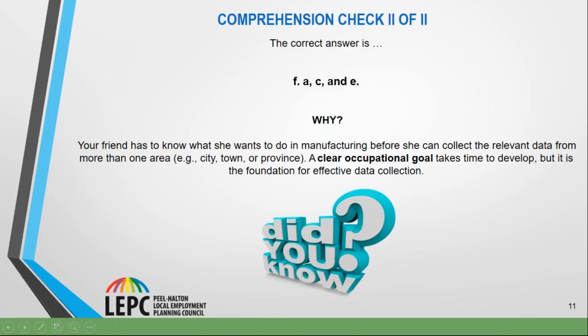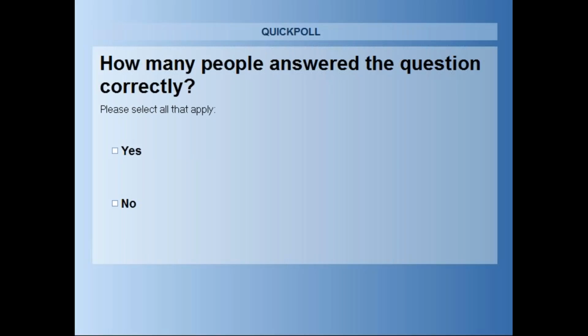Okay, now I pass it over to Andrea. Okay, this is the first poll question that we have for you today. How many people out there got that answer correct? Just give you a couple of seconds to answer.